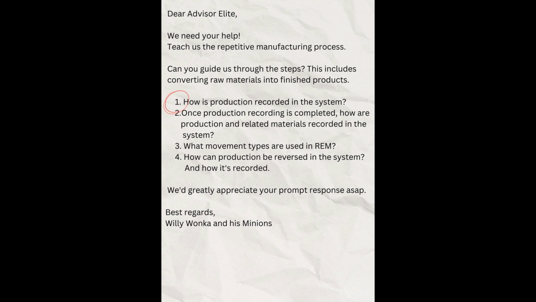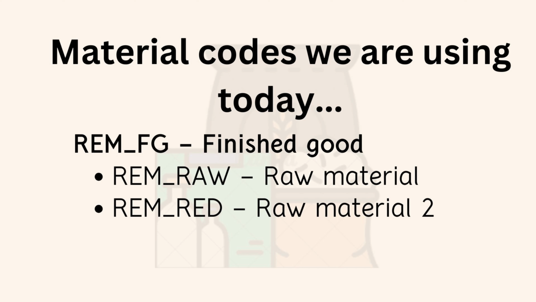Mr. Wonka wants to know how production gets recorded in the system for repetitive manufacturing, following the system guidelines. Since we are going with the backflushing concept, let's start with creating a PIR, or planned independent requirement. I have created a small scenario to give you a demonstration. For this video, I've set up a material called REMFG, representing the finished good. Under REMFG, I have added two raw material codes named REM raw 1 and REM raw 2.